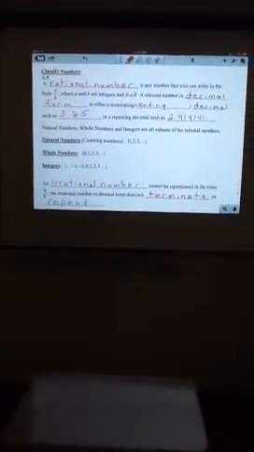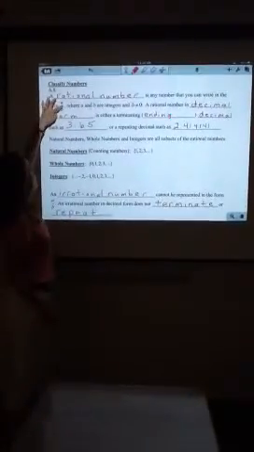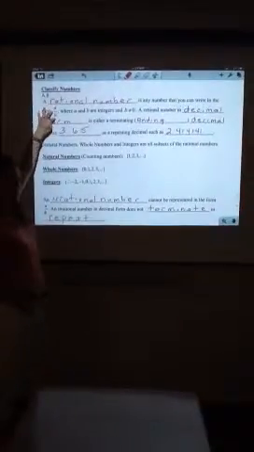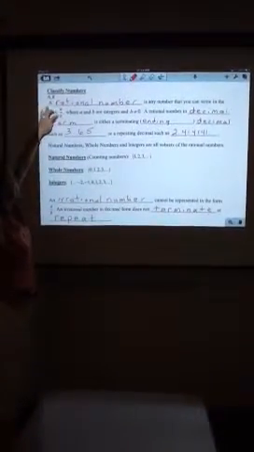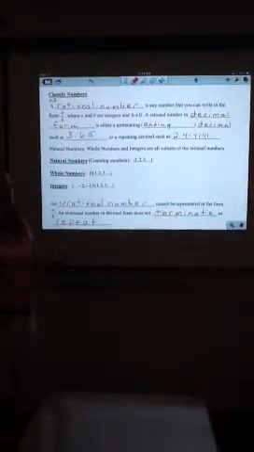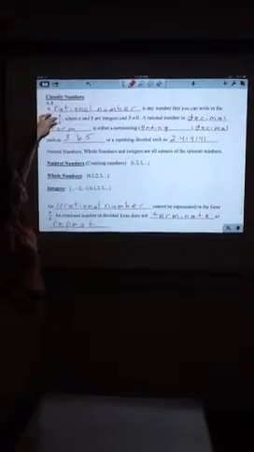A rational number is any number that you can write in the form A over B. So a rational number can be written as a fraction. It doesn't have to be a fraction, but it can be written as a fraction. For example, the number 5. 5 can be written as 5 over 1. So that would make it a rational number, because I can write it in this form.